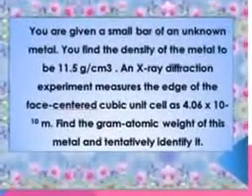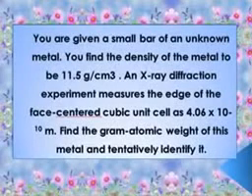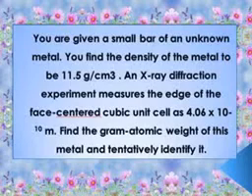The next question is: you are given a small bar of an unknown metal. You find the density of the metal to be 11.5 gram per centimeter cubed. An X-ray diffraction experiment measures the edge of the face-centered cubic unit cell as 4.06 times 10^-10 meter. Find the gram atomic weight of this metal and tentatively identify it.